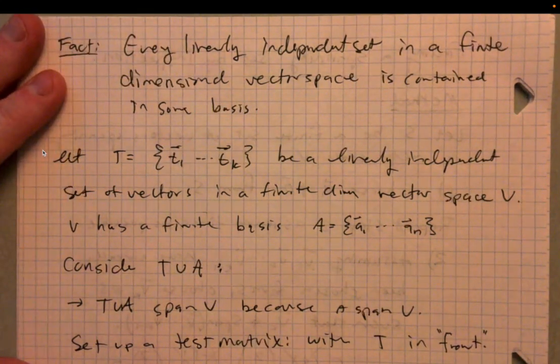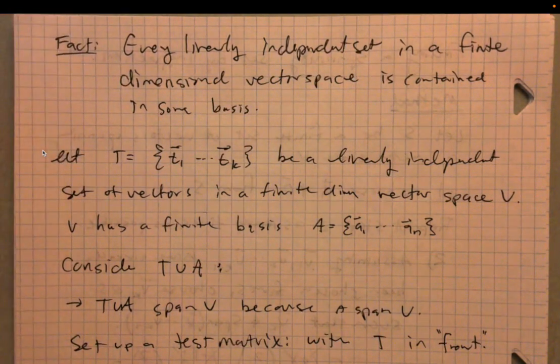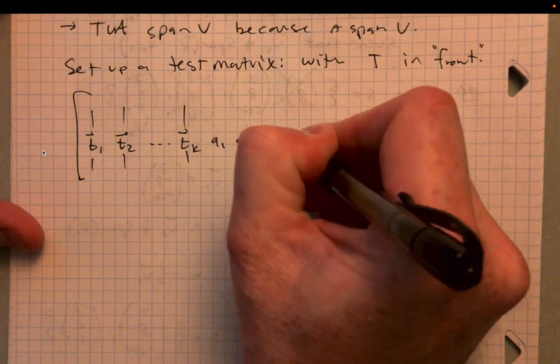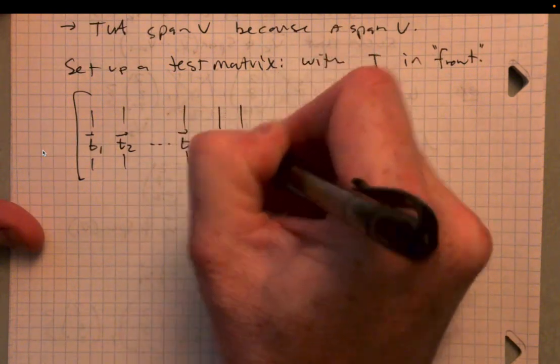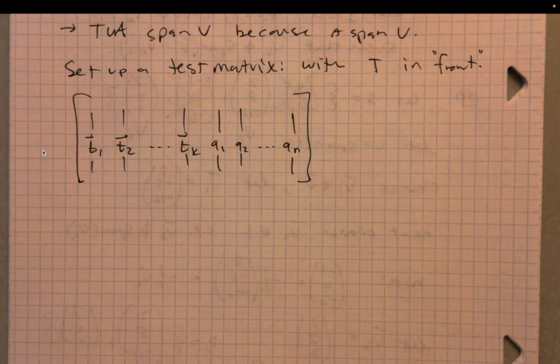All right, so I've got my T1, T2, dot, dot, dot, Tk. Remember, these are linearly independent vectors. And I put them in the front of the matrix. And then on the back side of the matrix, I put A1, A2 through AN. Now, this is a spanning set. We know that the columns of A alone span the vector space. And we know that T1 through Tk are linearly independent.